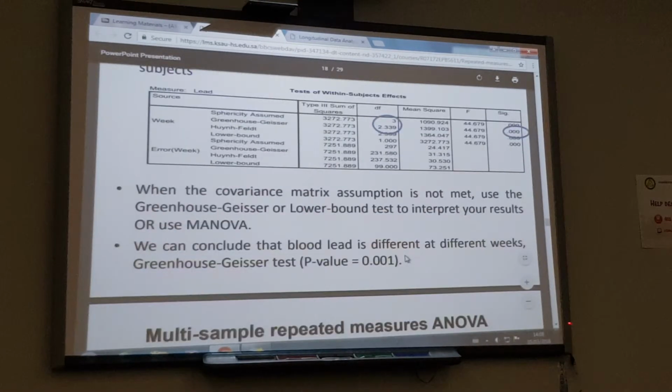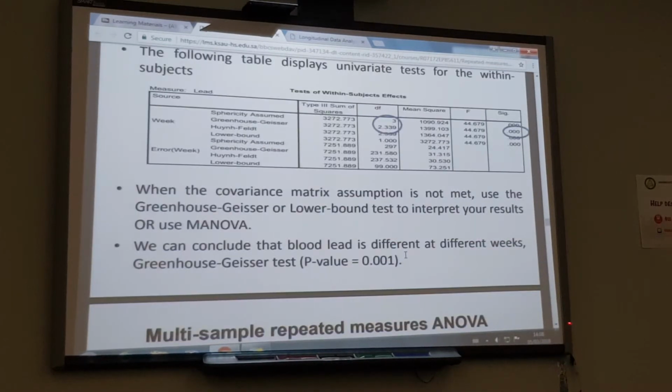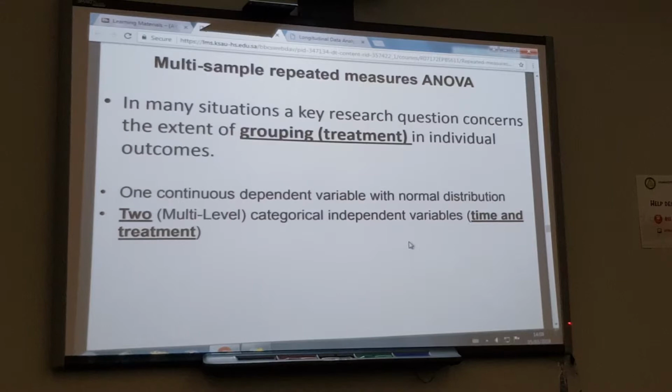Now, two-sample scenario, what happens? I have two treatments, not one treatment. Or multi, they say multi here, two samples or more. So I have two treatments. In many situations, we will be concerned with differences in a response by treatment, correct? So now this is how you do it.